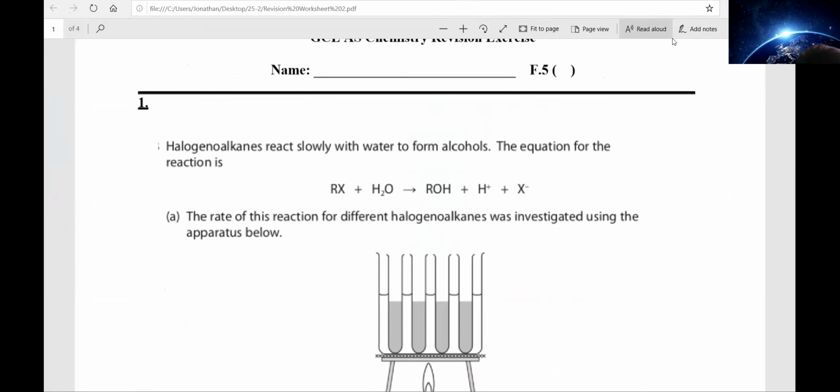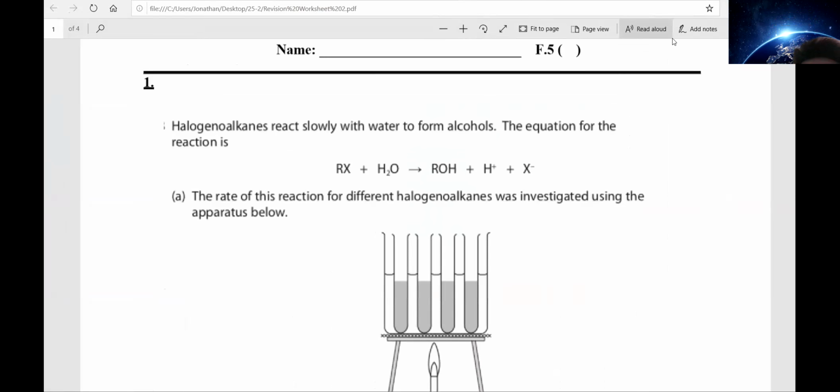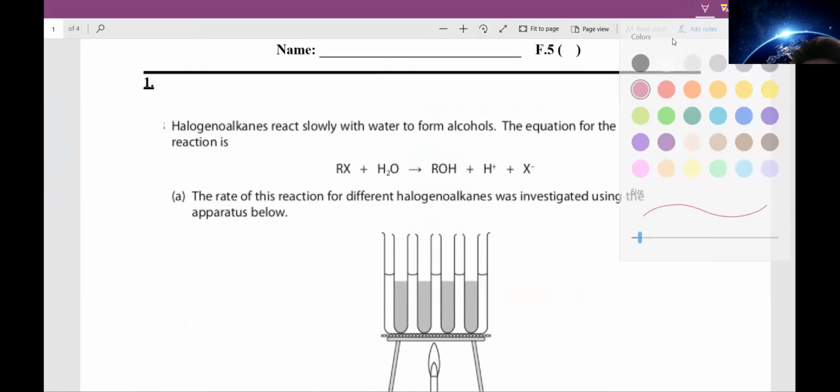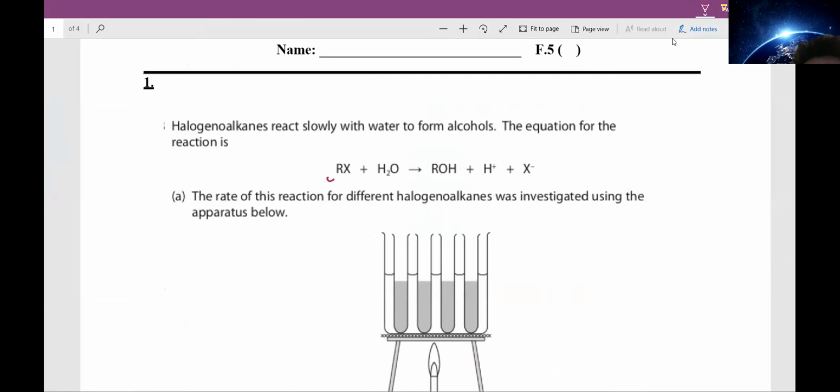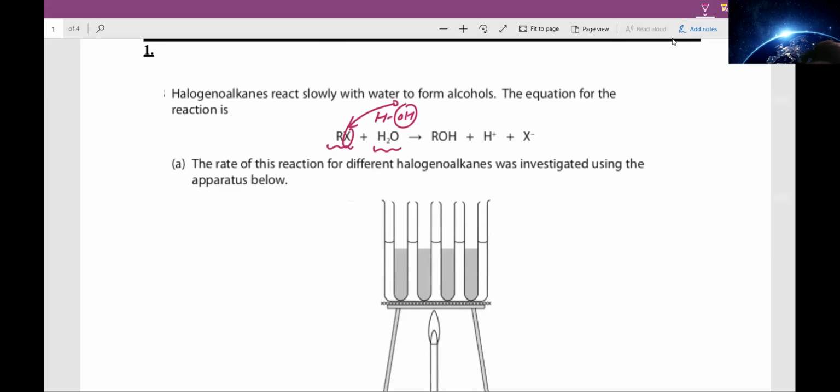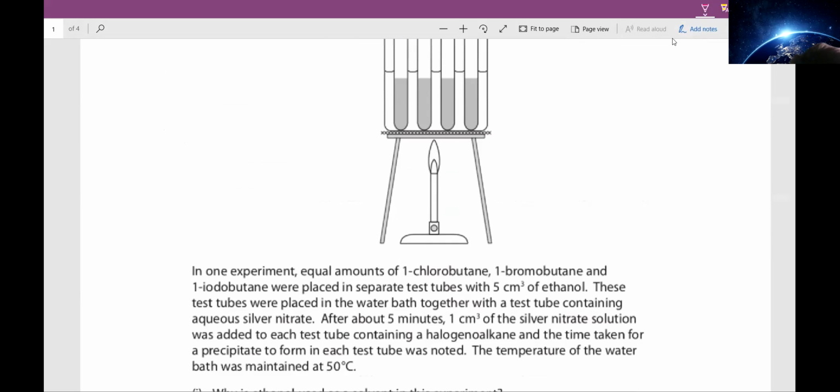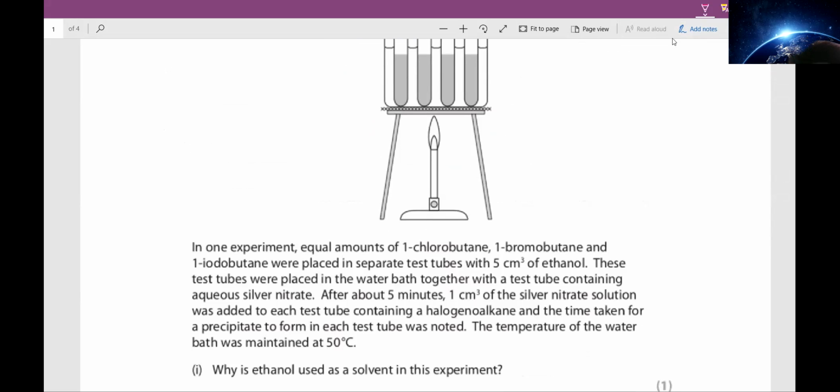Okay, now when you see that this is a question about halogenoalkane, right? Halogenoalkane. And then you use water to hydrolyze it. And then the water, the OH, will undergo a substitution reaction. So let's see what the question is asking. In an experiment, equal amounts of 1-chlorobutane, 1-bromobutane, 1-iodobutane, okay? And you use ethanol as the solvent. And then after that, you add silver nitrate.